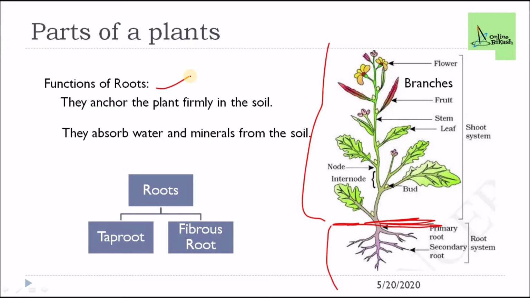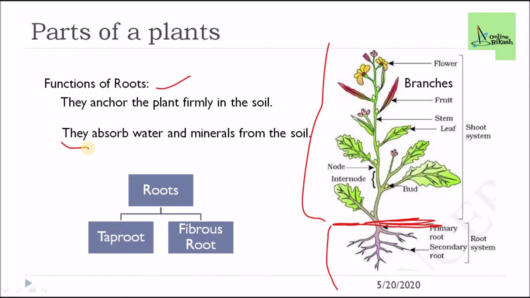The tree alone cannot stand erect. It actually takes the help of its roots. That's why they are standing erect. And in the stormy season, they do not fall down because of the roots. Okay, and the second function is they absorb water and the minerals from the soil.